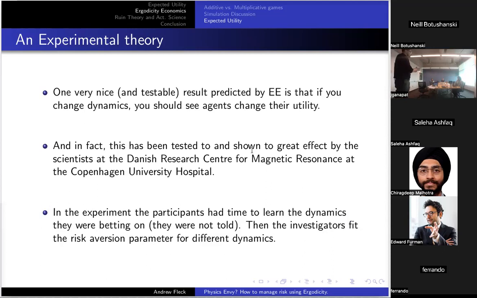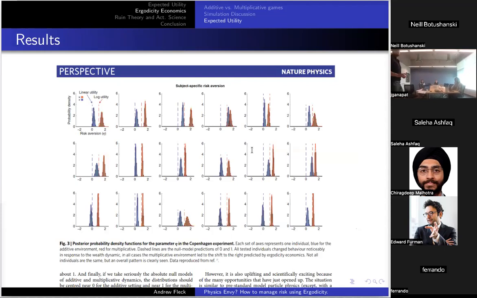And then on a different day, they would show them a different dynamic, again with pictures, and give them time to learn. I love this picture because this is a sampling of some of the results. Each graph is a participant, where these distributions are, I guess, a Bayesian distribution of what the researchers think the risk aversion is for each agent. So going back to the utility I was showing you earlier, if your risk aversion is at 0, you get a linear utility. If it's at 1, you get the logarithm.